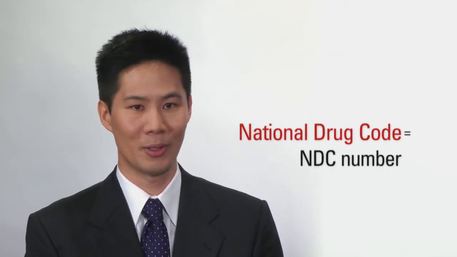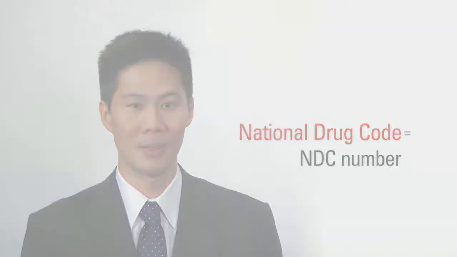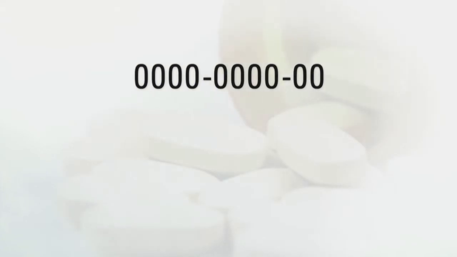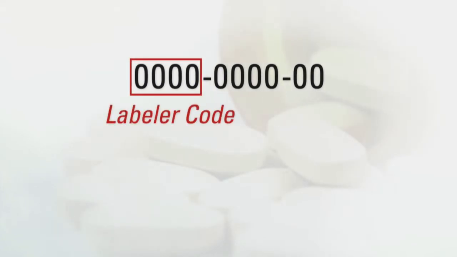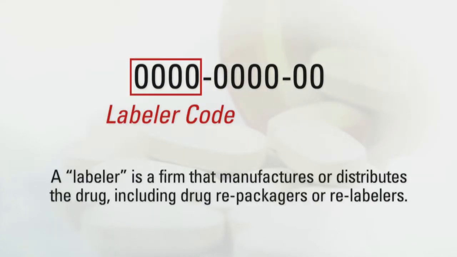Currently, drug products are identified and reported using a unique 10-digit three-segment number. This is called the National Drug Code, most often referred to as the NDC number. The FDA assigns the first segment, called the labeler code. A labeler is a firm that manufactures or distributes the drug, including drug repackagers or relabelers. This segment may contain 4 or 5 digits.